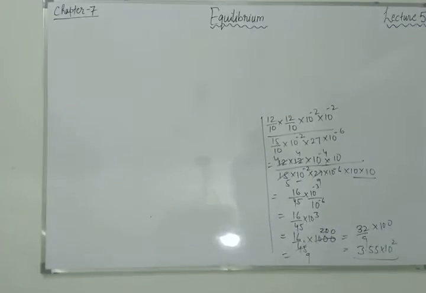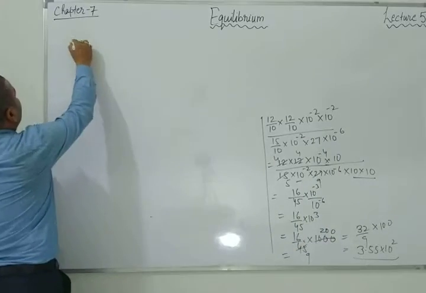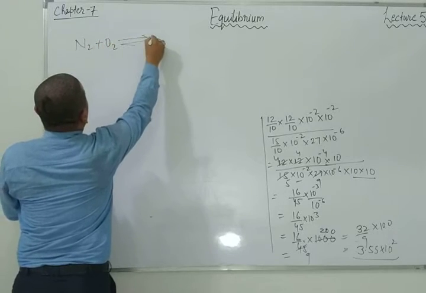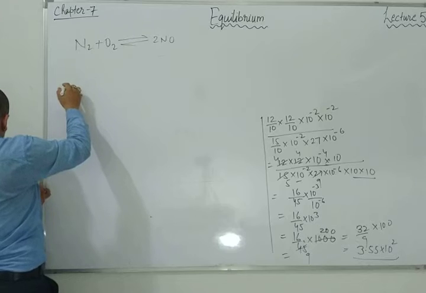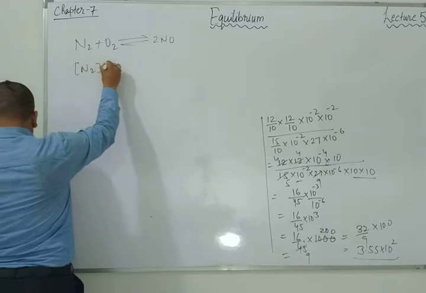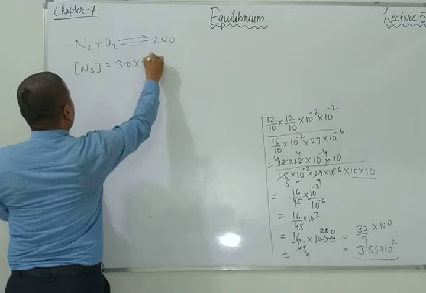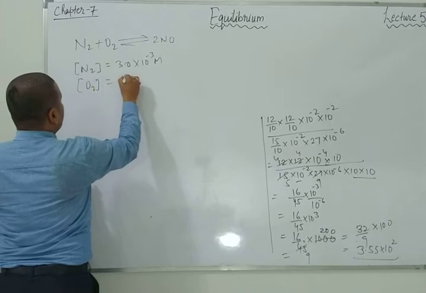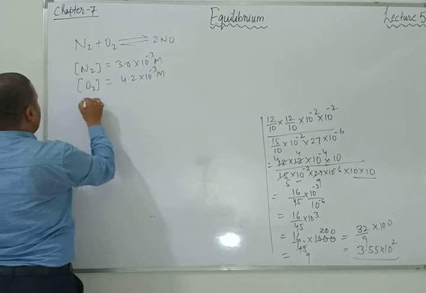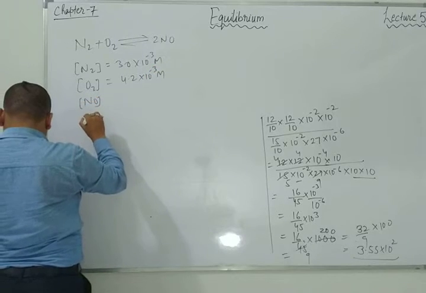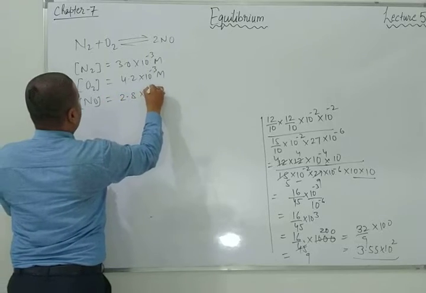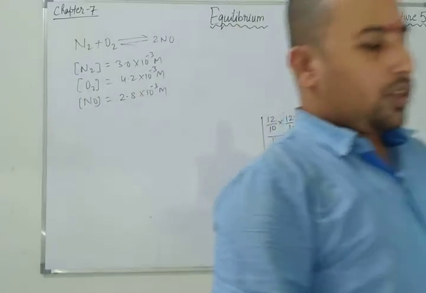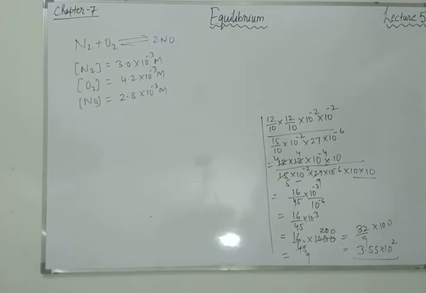If I talk about the second question, in the second question N2 plus O2 gives 2NO, it's given similarly. And here the concentrations are given. The concentration of N2 is 3 into 10 to the power minus 3 molarity, O2 is 4.2 into 10 to the power minus 3 molarity, and NO is 2.8 into 10 to the power minus 3. Let us discuss whether the answer of this question is right or wrong. So automatically you will get whether NCERT is right or I am. So no need to worry.